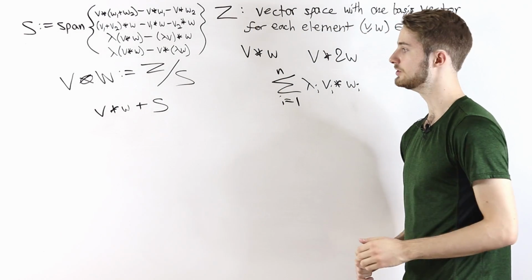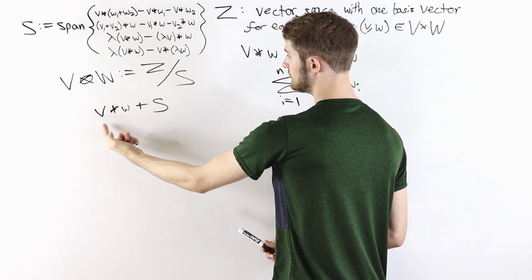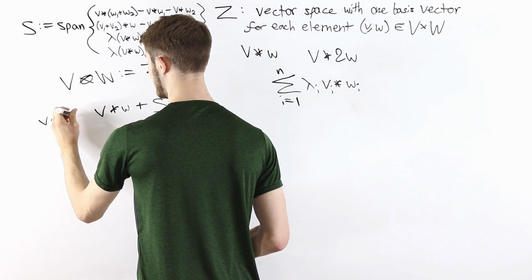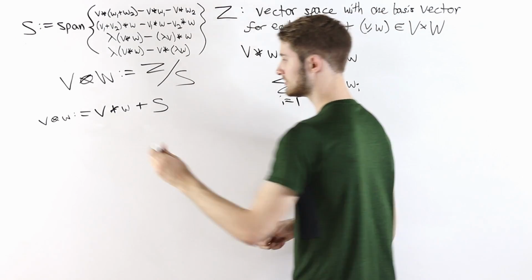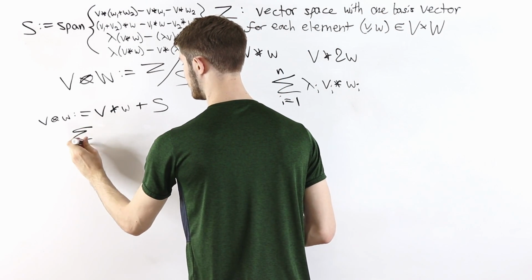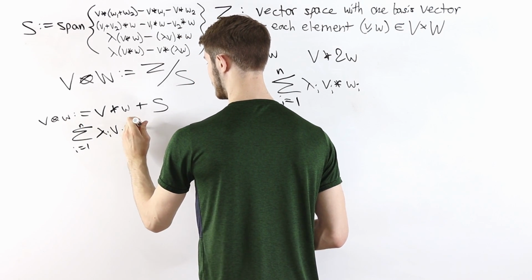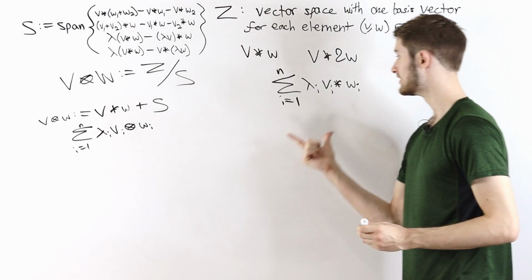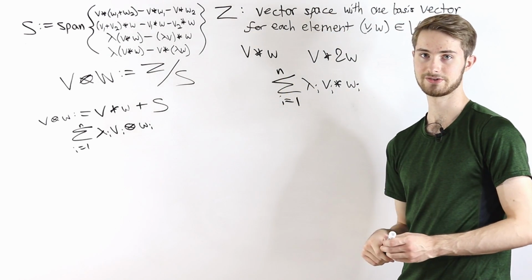And we introduce some new notation to denote these elements. Instead of writing v star w plus S, we write this coset as v tensor w. So we can write an arbitrary element of this tensor product as a sum from i equals 1 to n of lambda i times vi tensor wi. So this sum right here is the coset of this sum in the quotient Z mod S.